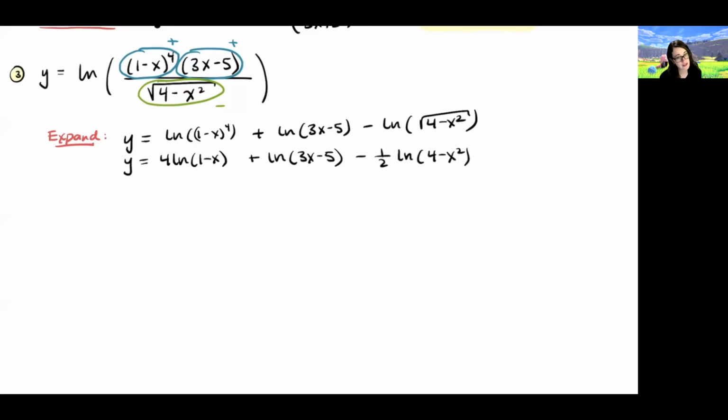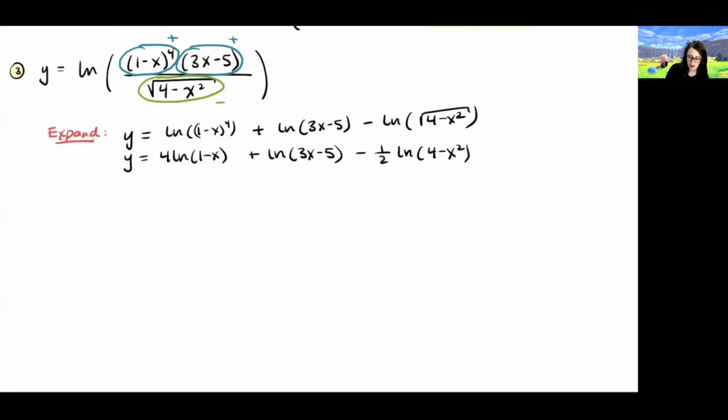Okay, so we're in pretty good shape. 1 minus x, pretty simple. 3x minus 5, pretty simple. Optionally here, what we could do is split up this natural log by factoring the 4 minus x squared. So again, I'm going to do that, but it wouldn't be wrong to not do this. So let's just work with this here.